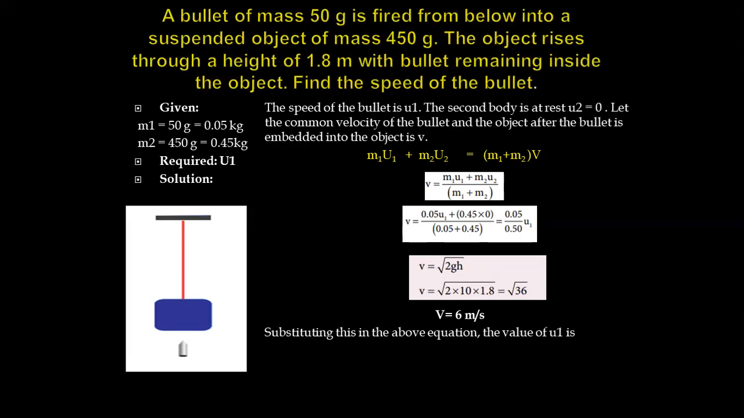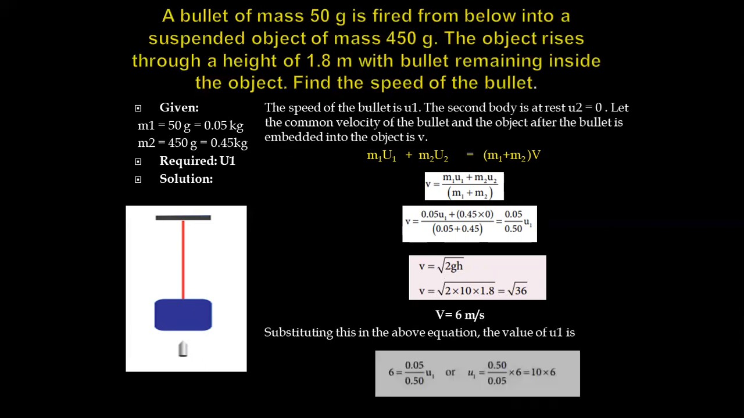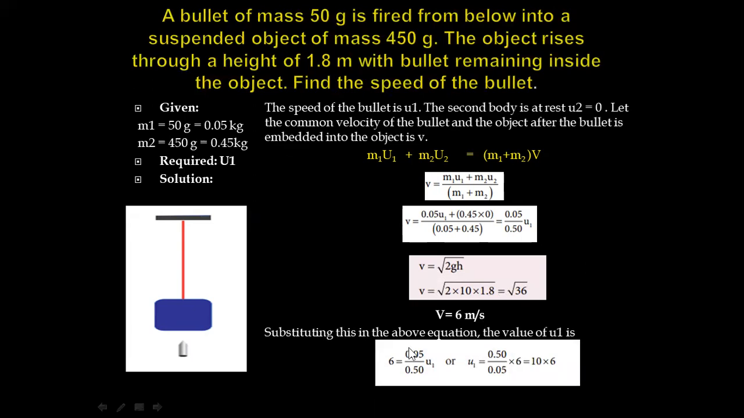Substituting this in the above equation, the value of u1 is found as follows. We have v as 6 meters per second is equal to 0.05 over 0.5 of u1. If we cross multiply 0.5 by 6 and then divide by 0.05, as you can see here, 0.5 times 6 all over 0.05, this gives us the final answer for the initial velocity of the bullet prior to hitting the suspended object: 60 meters per second.